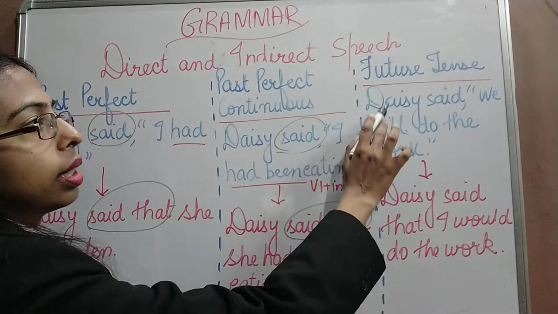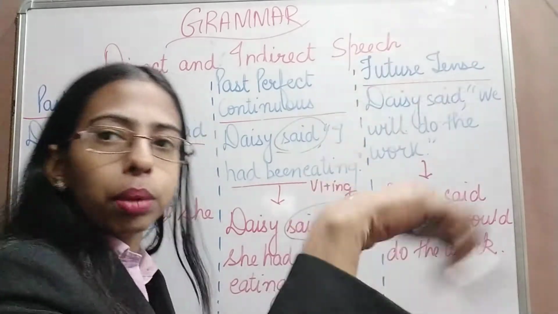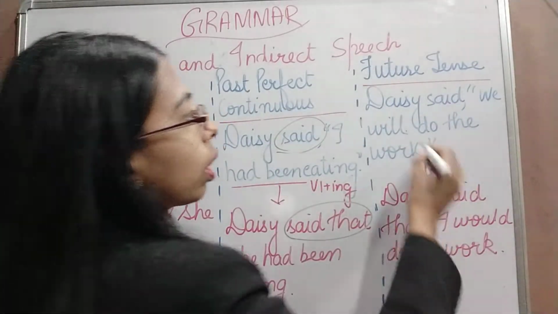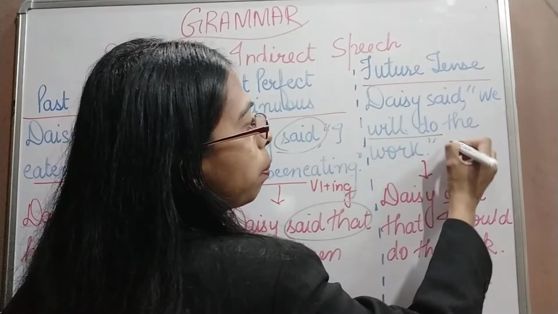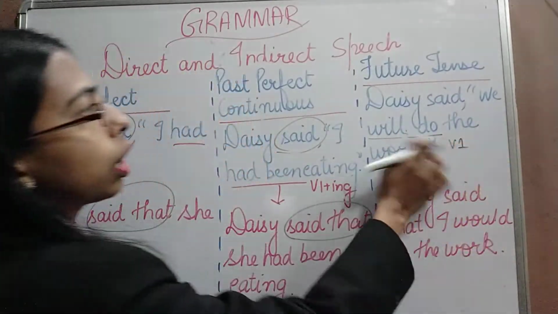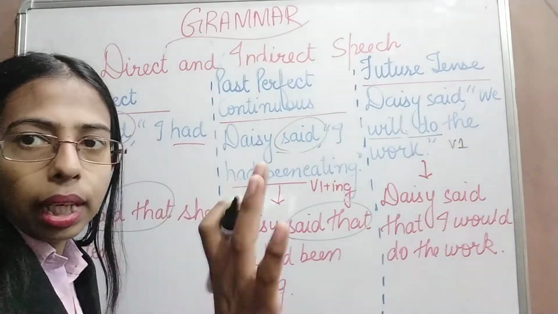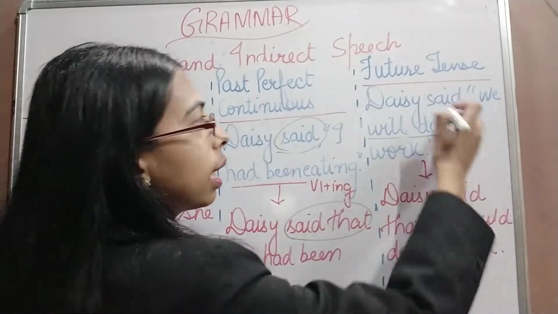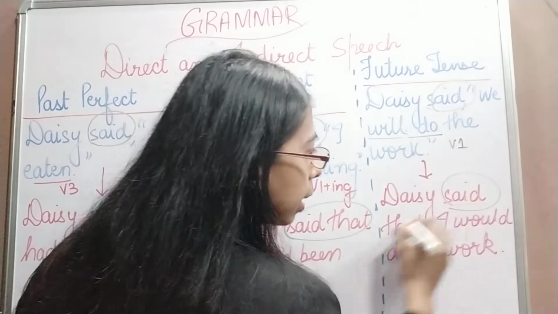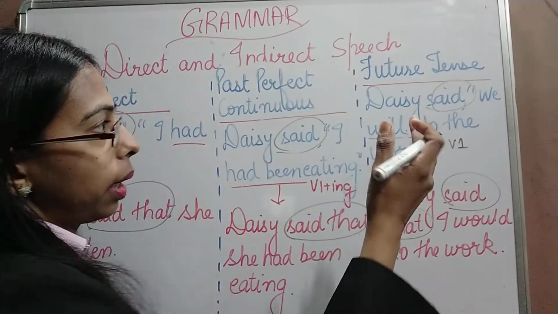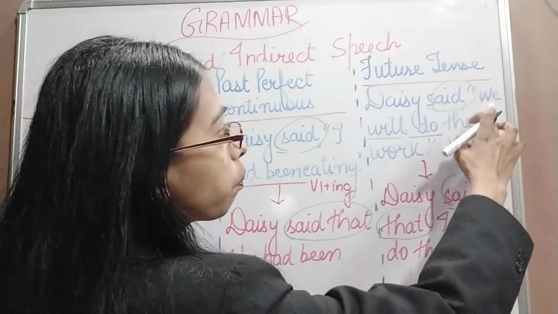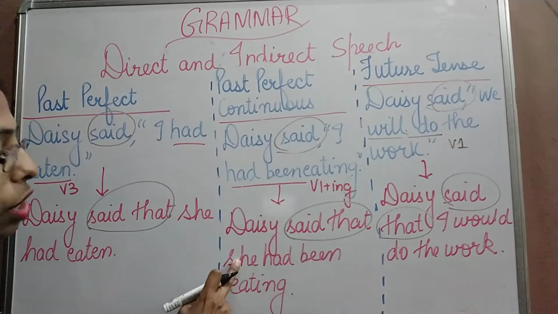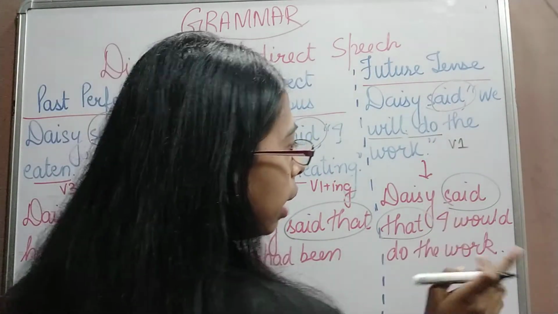Come to future. Daisy said, we will do the work. Will do. Will, shall plus first form of verb is telling you this is simple future. Right? Future tense. So Daisy said, we will do the work. Daisy said that. Said will change into said that. We will change into they, like I changes to she. I changes to she. We changes to they.